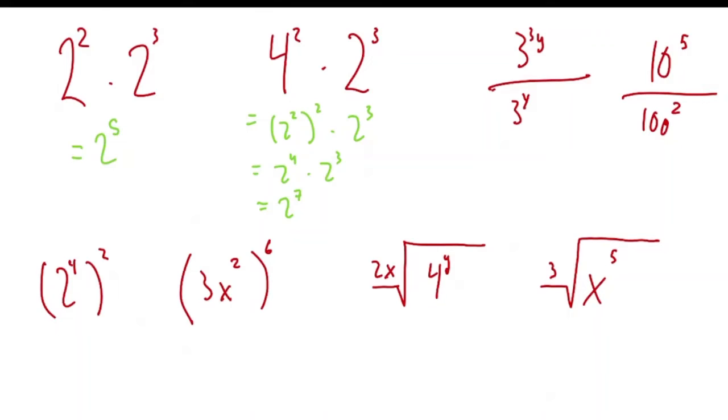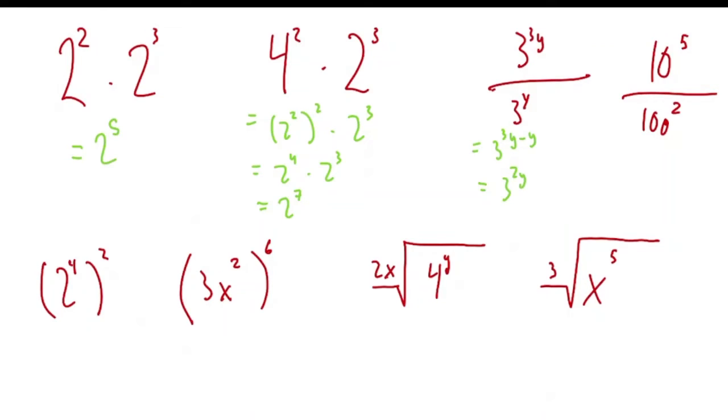Now for subtracting exponents, we have 3 to the power of 3y divided by 3 to the y. Now for this, since the bases are the same, we can subtract. So that would equal 3 to the 3y minus y, and we can simplify that to 3 to the power of 2y.